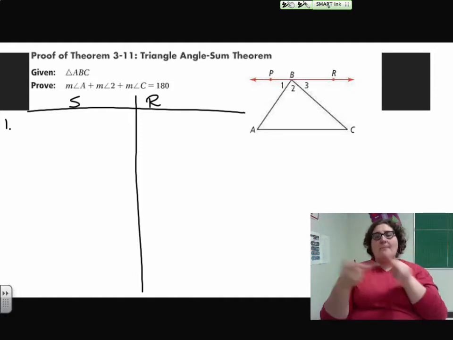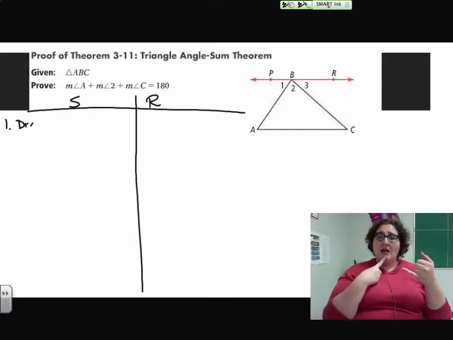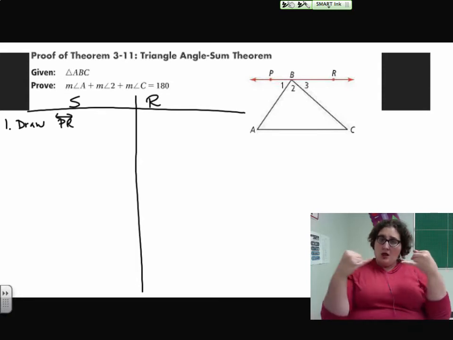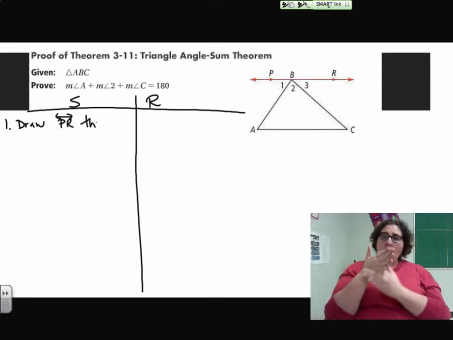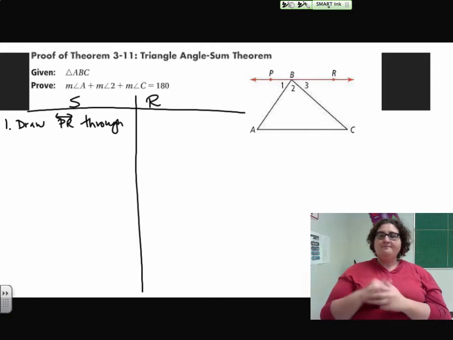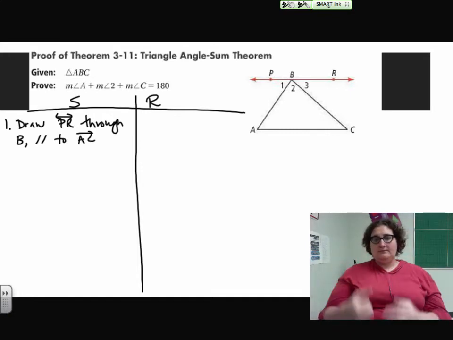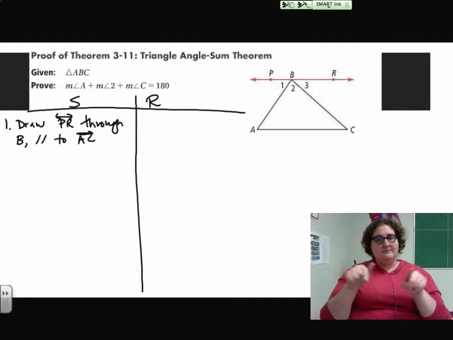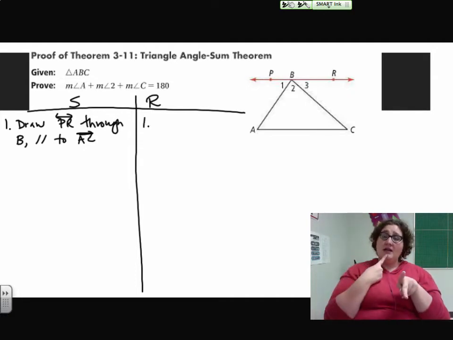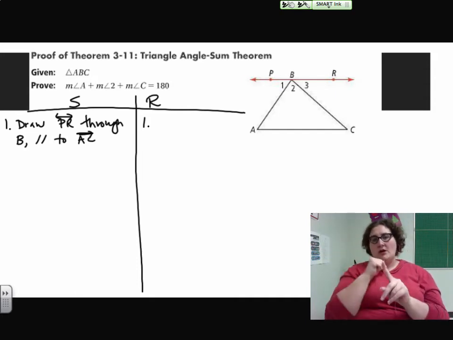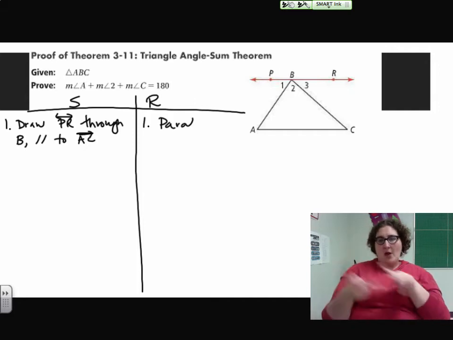So I'm going to say for my statements, draw line PR through B parallel to segment AC. Okay, and this is the parallel postulate saying that you can draw only one parallel line through a point not on the line. So parallel postulate.